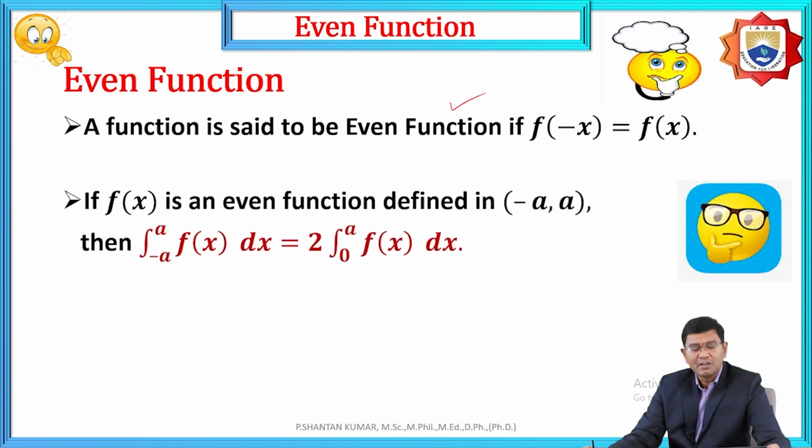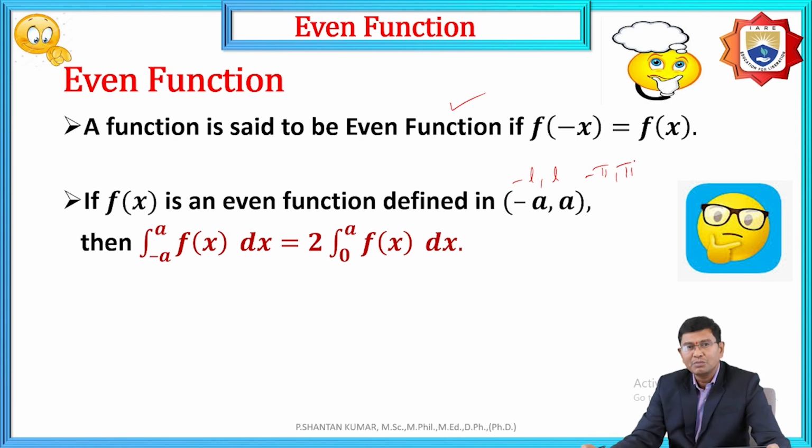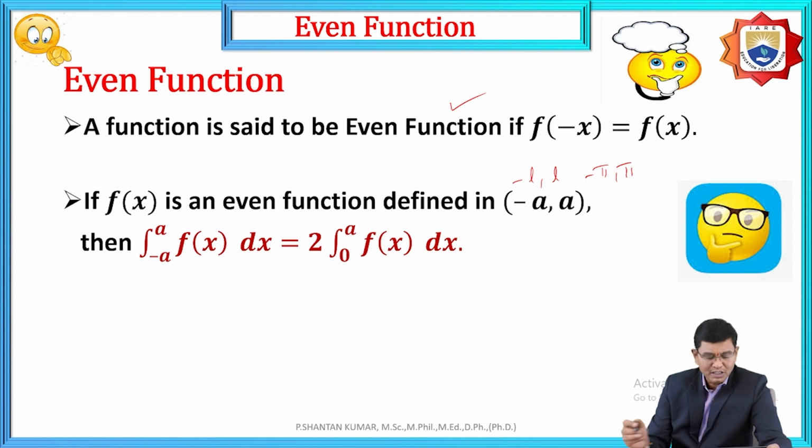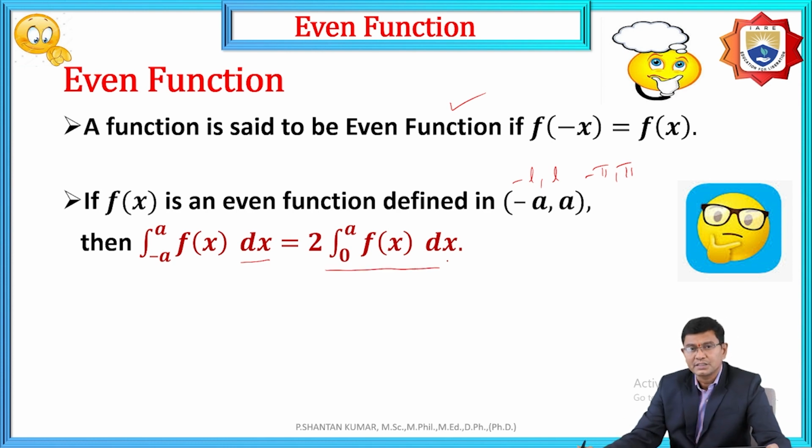And if f of x is an even function defined in the interval minus a comma a, where it may be minus l comma l or minus pi comma pi, whatever it may be, and the integration is between the limits minus a and a, then the integral of f of x dx is equal to 2 times the integral from 0 to a of f of x dx.